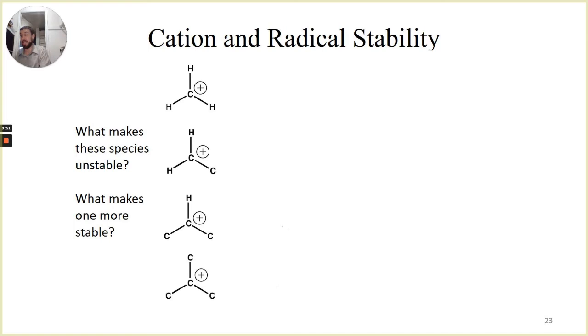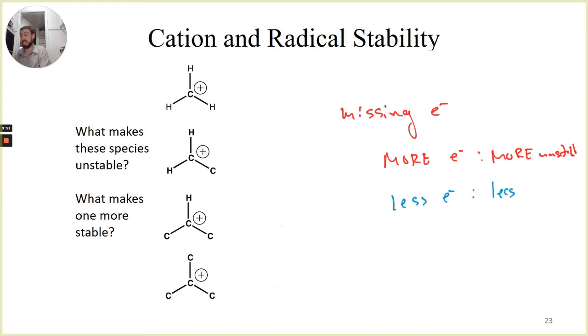What makes the structure unstable? We already addressed that. It's missing an octet. Okay? So if it's missing an octet, it needs more electrons. Okay? If I'm missing electrons, what's going to describe it being more or less stable? Okay? Well, if I was missing more electrons, I would be more unstable. If I was missing less electrons, I would be less unstable. So we could go through and evaluate these and look at the electrons in each structure.